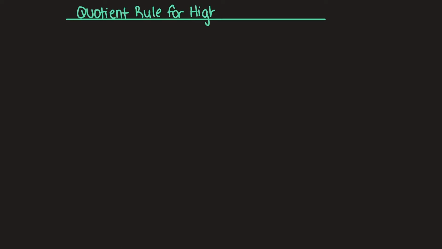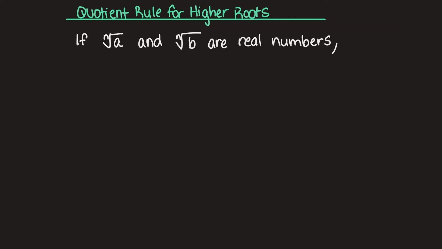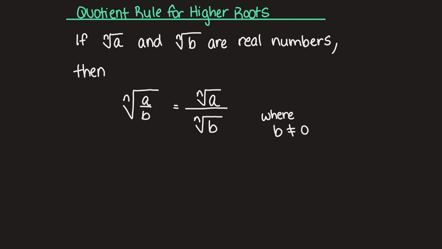Now let's go over the quotient rule for higher roots. This will also be similar to the quotient rule for square roots. So if the nth root of a and the nth root of b are real numbers, then the nth root of a over b is the same as the nth root of a over the nth root of b, where b is not equal to 0. And again, you can use this in either direction, and you can only apply this rule when the indices are the same. So let's try a few examples.